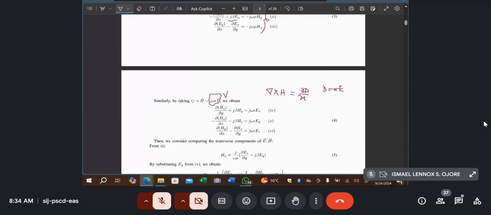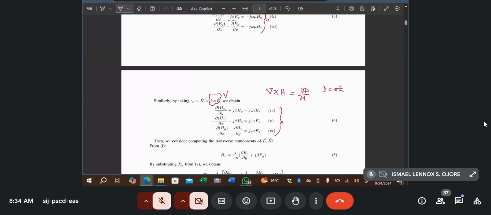So we can follow the same procedure. These are just for illustration. Don't worry, you're not going to be asked to derive all this. So just for illustration, del Hz over del y plus j beta Hy is equal to that. We do the same as we have just done previously, and you'll get these values.